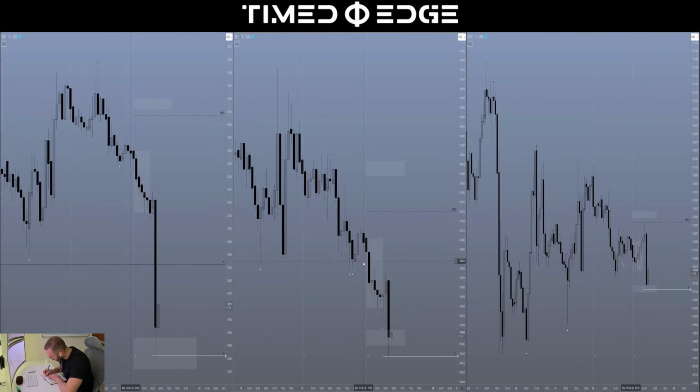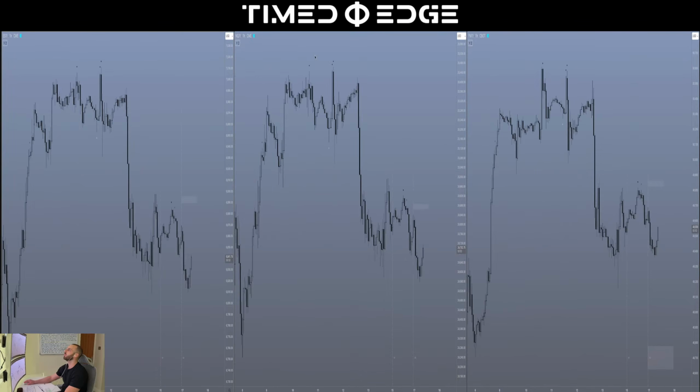Right, so I've marked out that. I'm just going to have a quick look at the index triad. Move that over there.